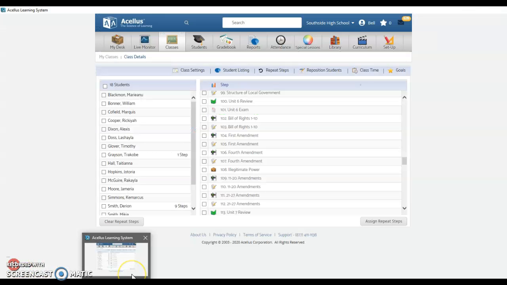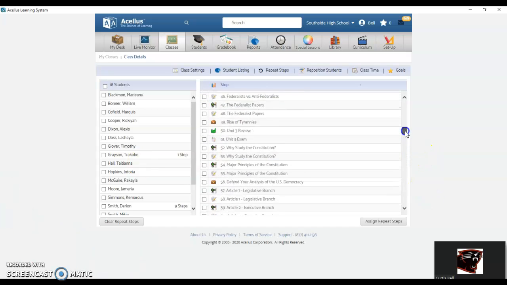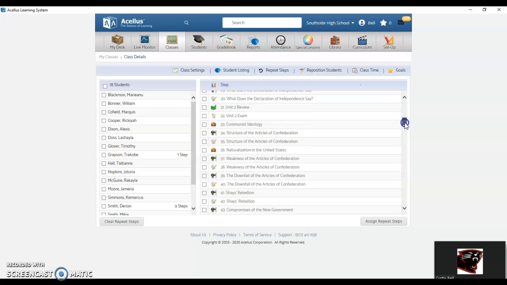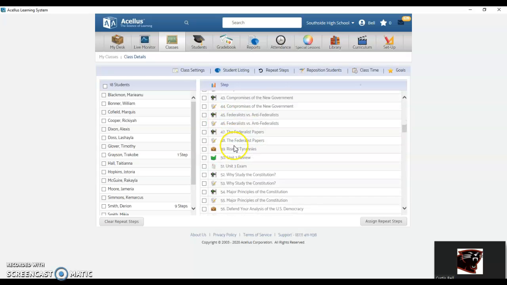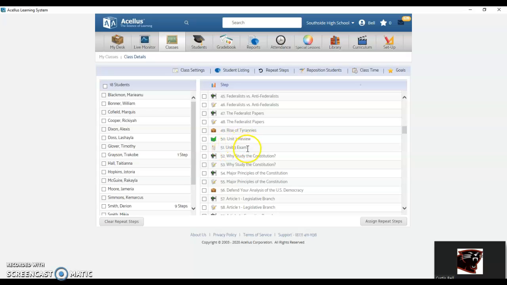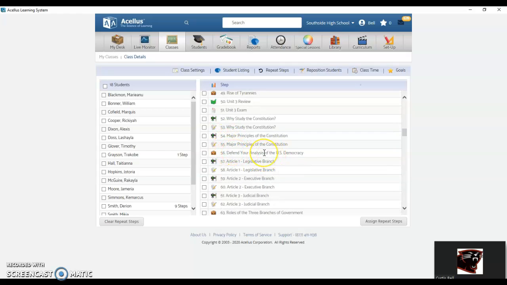Now, I told you yesterday that you were going to make sure that your work on Tuesday, which was the topics 33 through 50, was done. And so I will show that to you because you don't have the numbers in Acellus. So I told you this was a special lesson, but Articles of Confederation. All right, you see this is 41 Shays' Rebellion. I told you that you could take the Unit 3 exam, and I told you to go ahead and work on 52 through 56.